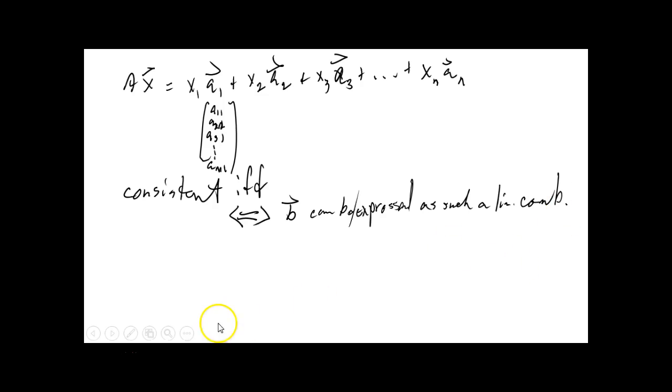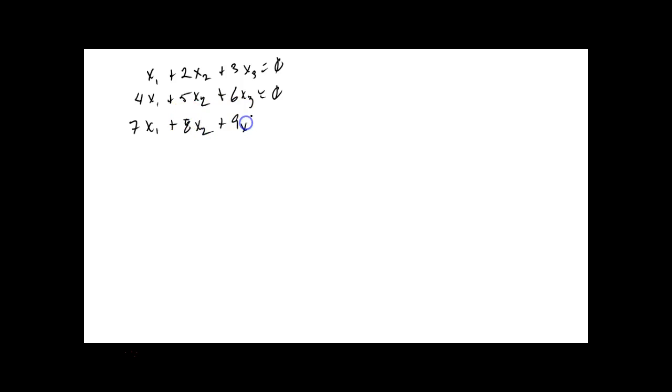So let's go to an example. Okay, here's one. Here's a linear system. X1 plus 2x2 plus 3x3 is equal to 0. 4x1, boy, it looks like a pretty creative system of equations, plus 5x2 plus 6x3 is equal to 0. 7x1 plus 8x2 plus 9x3 is equal to 0. Okay?